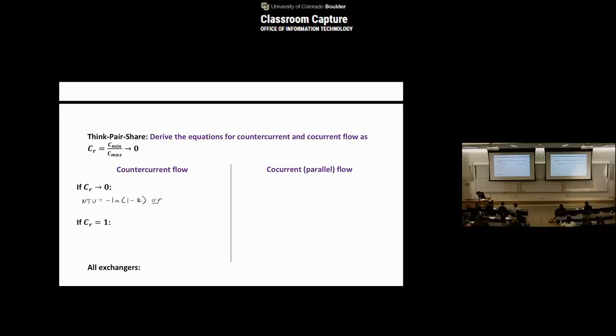Did anyone solve for it the other way around, where you took the other equation and solved for CR going to 0? No one. Okay. Well, you can just rearrange it. Epsilon is equal to 1 minus e to the negative NTU. I'm going to try to throw this. I don't know if it's going to work. Sorry, what's your name, dude? Sam? Okay. Catch it?